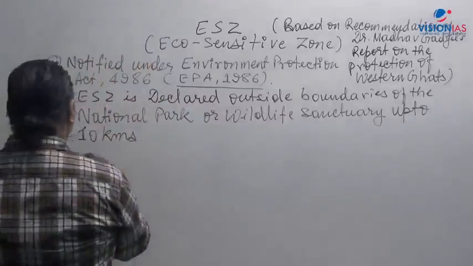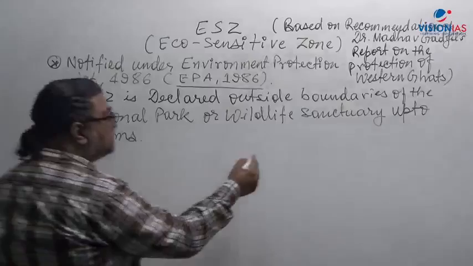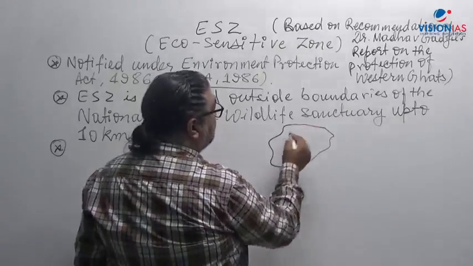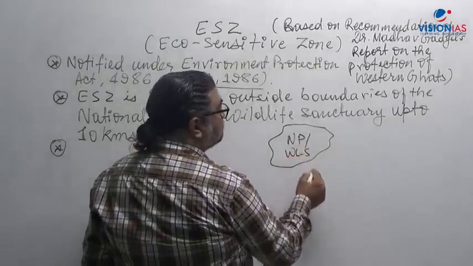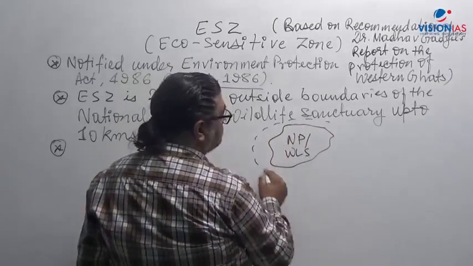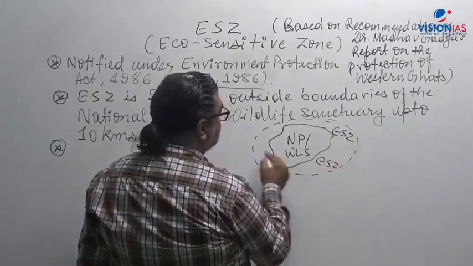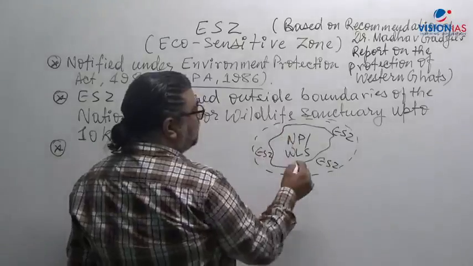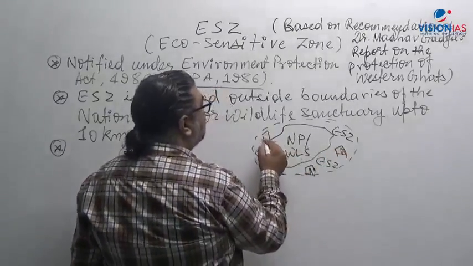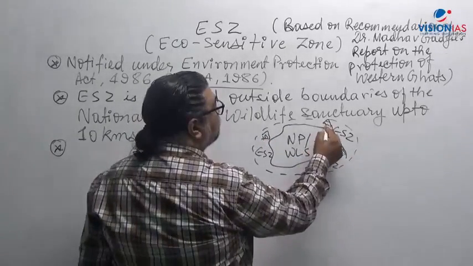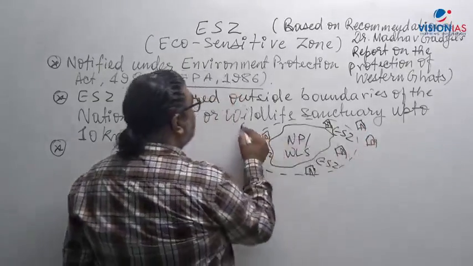Now what happens here? Economic activities are controlled. People are living there. So let's say you have a national park or maybe a wildlife sanctuary here, and outside it this ESZ is created. Human settlements are there. People live there outside, and the people are not removed. They may be living outside here. They are part of this area, and they will not be removed from there.